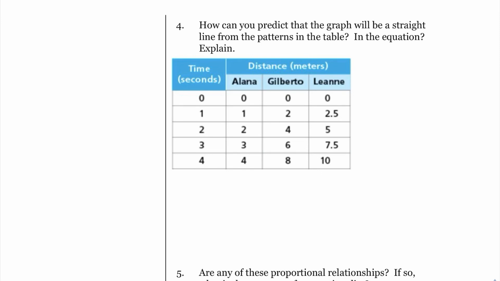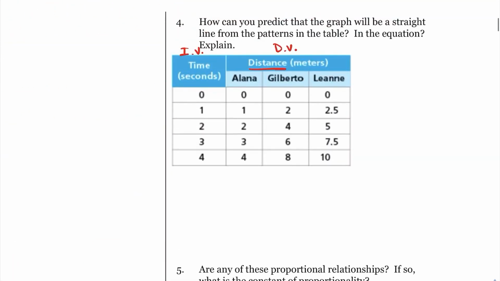Okay, so hopefully you paused the video and discussed this. How can you predict that the graph will be a straight line from the patterns in the table? Remember, to determine from a table if we have a linear relationship, you're going to be looking at both the independent variables and the dependent variables. How are they changing? The distance is going to be our dependent variable, so I'll put DV for distance, and IV is time, our independent variable. We just have to look at how they're changing as we move through time. I think Alana is in orange. So how is Alana's distance changing?